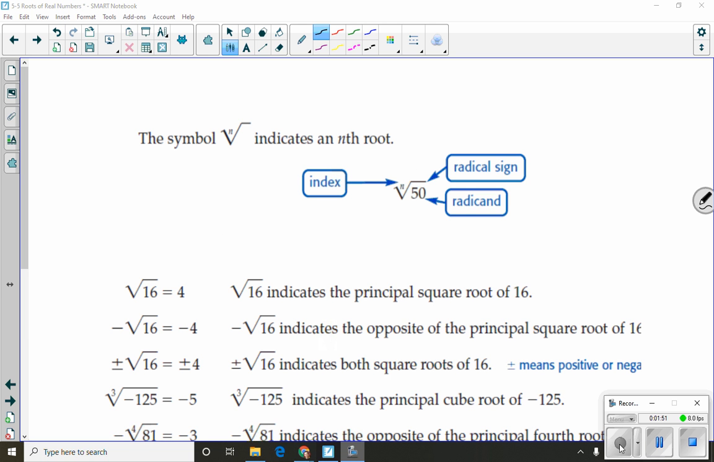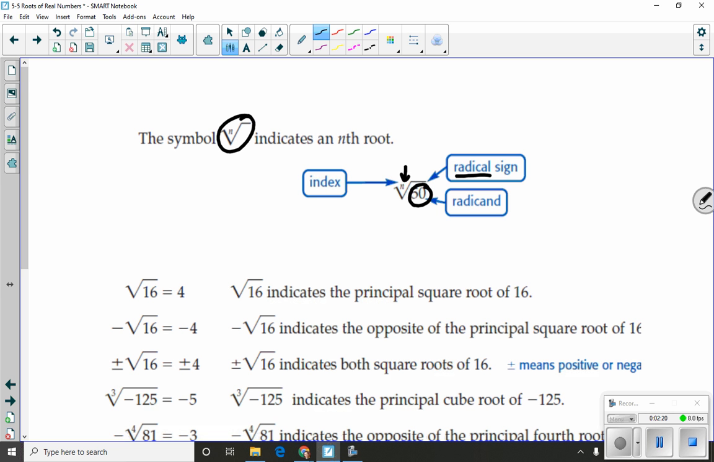So this root sign right up here indicates the nth root. And the nth root is showing that n is our index. Our index is this n right here. Now, the root sign we commonly call is really called the radical sign. And the number or the value that's underneath here is the radicand. Just a little vocab for you.